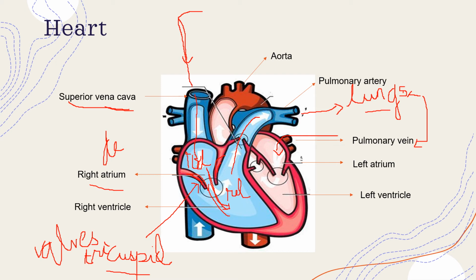Okay, then again, as I said, whenever any chamber is receiving the blood, it always relaxes. So now from the left atrium, the oxygenated blood is again brought into the left ventricle. Again, can you see these valves are present? These valves are nothing but to prevent the backflow of the blood. So in this case, in between the left atrium and the left ventricle, the valve which is present is called the bicuspid valve.